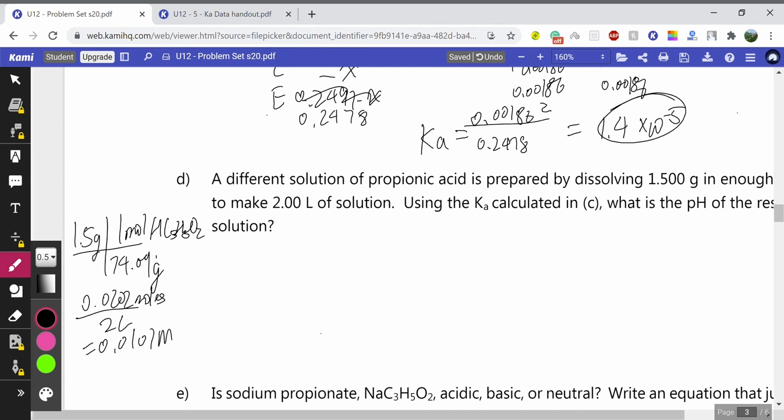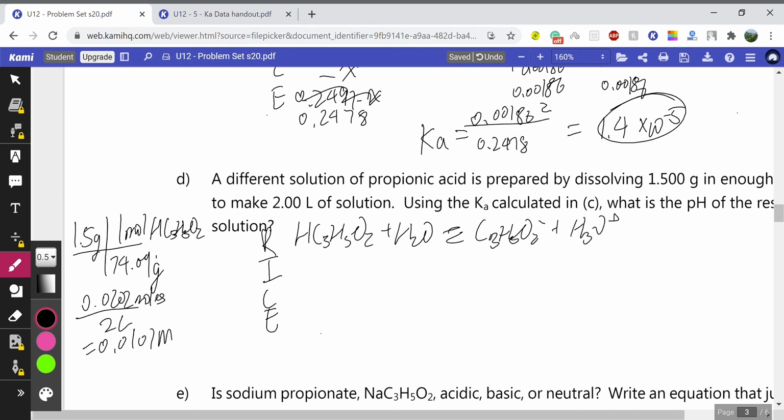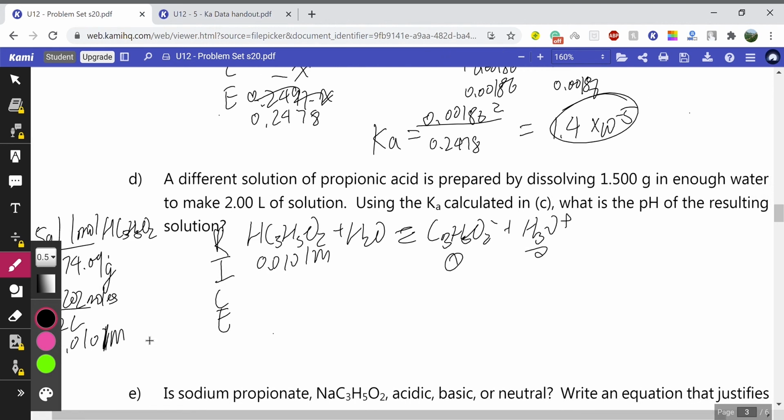molarity. Now we can use our RICE chart again. HC3H5O2 plus H2O forms equilibrium with C3H5O2 minus plus H3O plus. This time we're going to use 0.0101 molar. This is a 1, sorry. And this is going to be 0, 0, minus x, plus x, plus x, 0.0101 minus x. So it's going to be x and x over here.